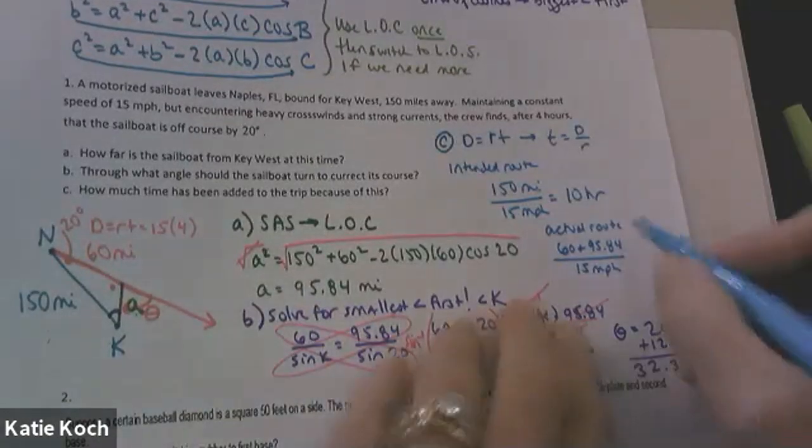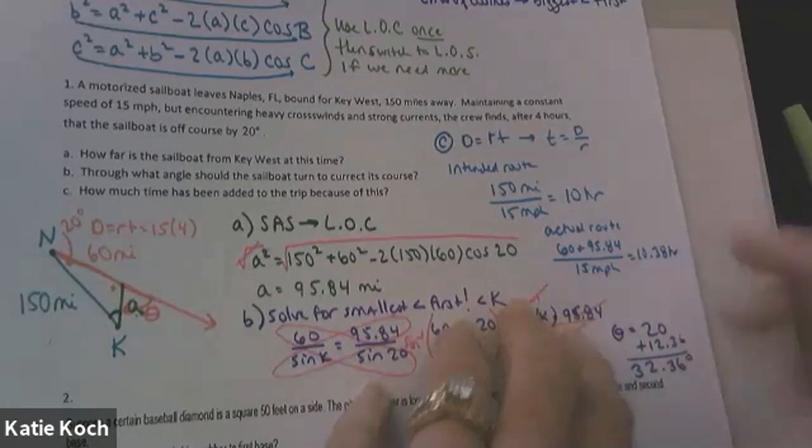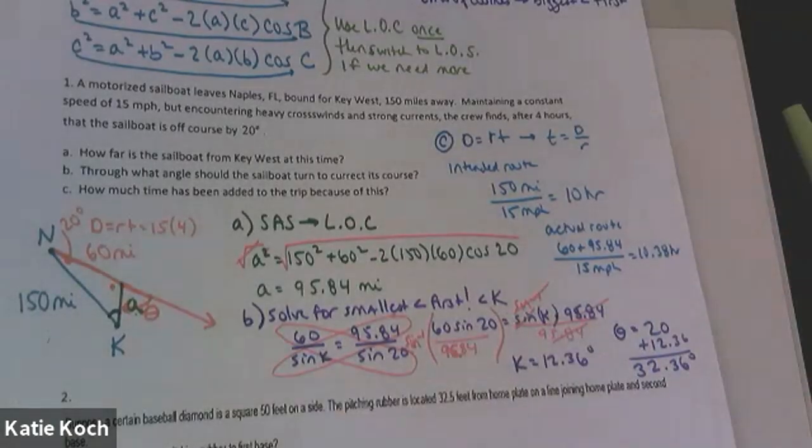I'll just tell you what I got. I got 10.38 hours. So the answer is they wasted 0.38 hours. How could I really quickly figure out how many minutes that is? Because it feels weird to me to say 0.38 hours.